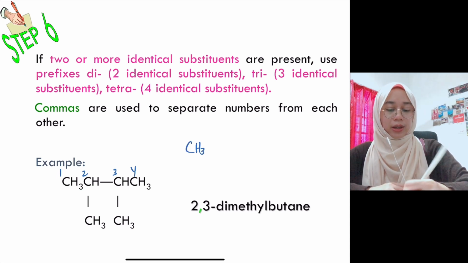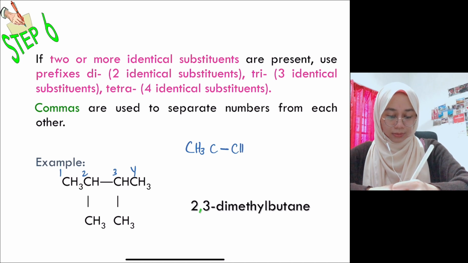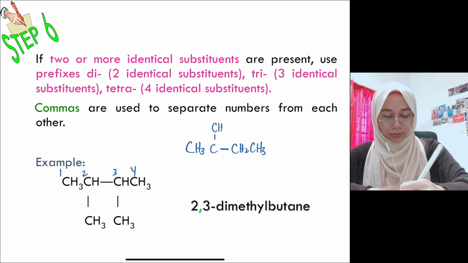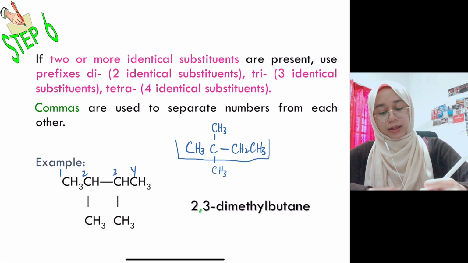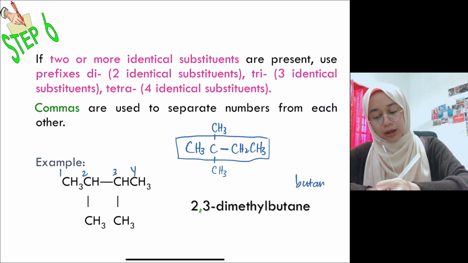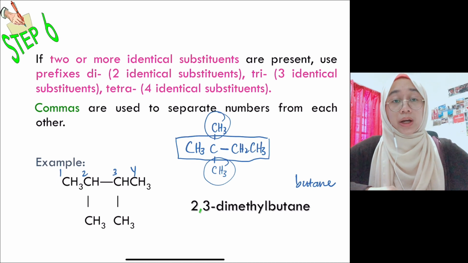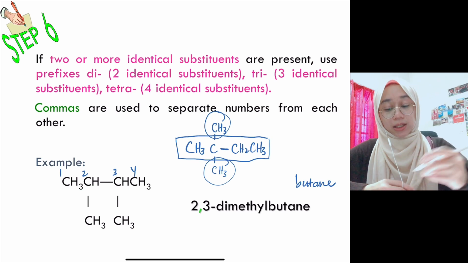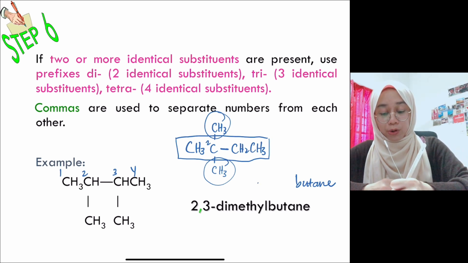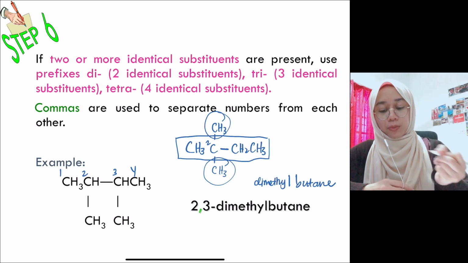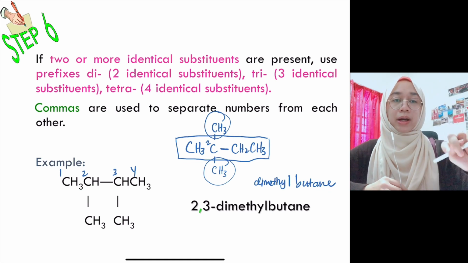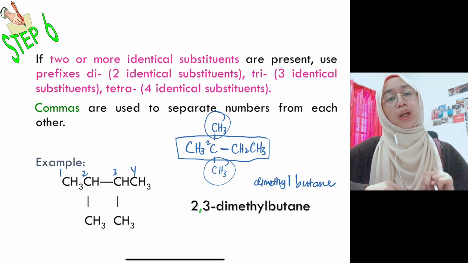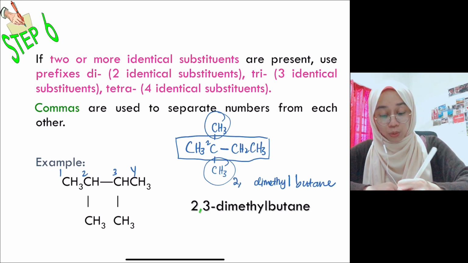But what if you are given this, class? Okay, so in this case, your parent chain is butane. And then you have dimethyl, whereby these 2 methyl groups are attached to the same carbon, which is carbon number 2. Therefore you know that here there are 2 methyl, so you have to add dimethyl. And since they are at position number 2, class, despite both being on carbon number 2, the number also has to be repeated. It will become 2,2.